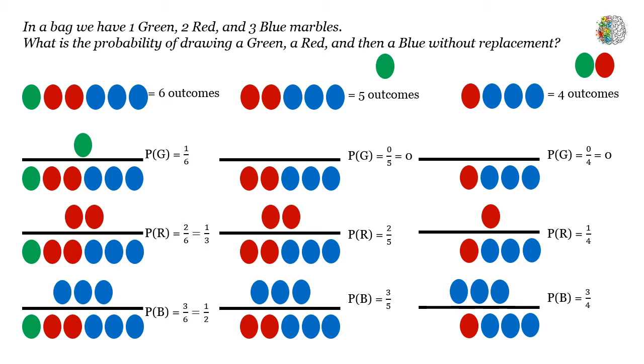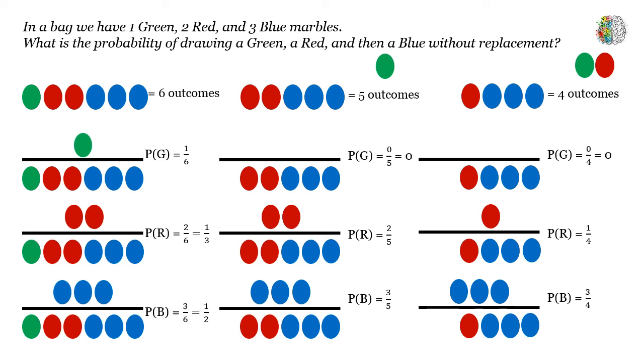The first time I have 6 possible outcomes because I have 6 marbles. The second time I have 5 possible outcomes because I have 5 marbles. I took out the green and I'm going to leave that green out. The third time I'm going to leave the green and the red out. That's going to leave me with 4 marbles or 4 possible outcomes. Whatever marble color I took out, that one is going to decrease with the number of possibilities.